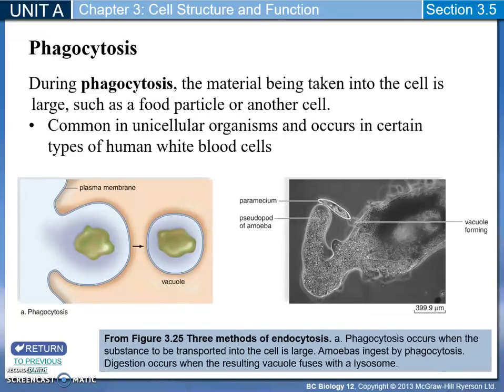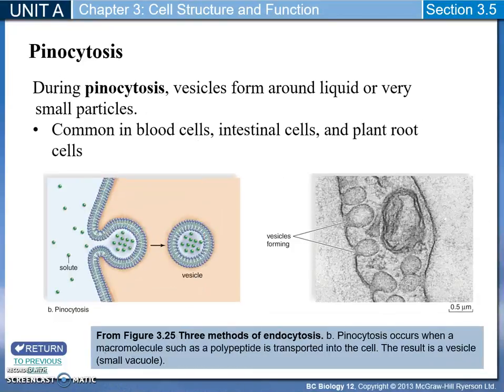Phagocytosis is where the material being taken into the cell is large, such as a food particle or another cell, such as a bacterial cell that an immune cell wants to rid the body of. So this is common in unicellular organisms as well, and occurs in certain types of human white blood cells, as I mentioned. So it's often the white blood cells that take care of these foreign cells that happen to enter the body. And one way that they take care of these is by phagocytosis.